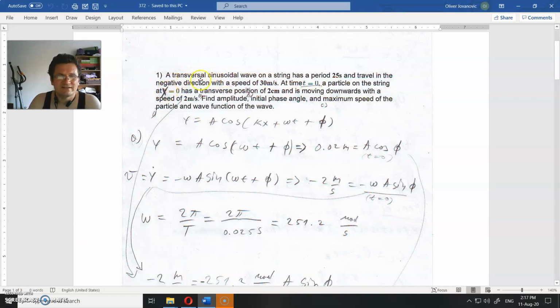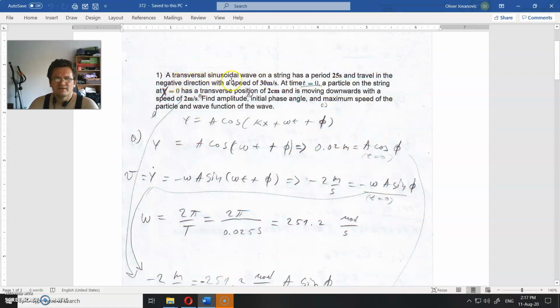A transversal sinusoidal wave. Why did I place cosine here if the wave is sinusoidal? Well, because their look is the same. You could write here a sine of this. You will get very similar. You will get correct answer, and if you write this wave as a cosine, you will also get the correct result. So you could choose. Some things will change depending on that, but both are correct.